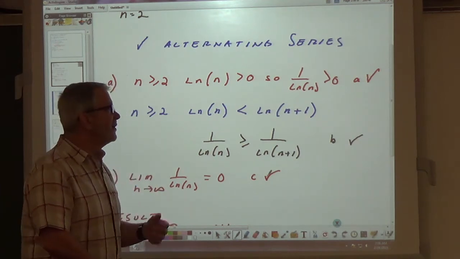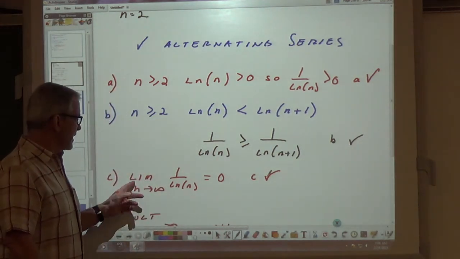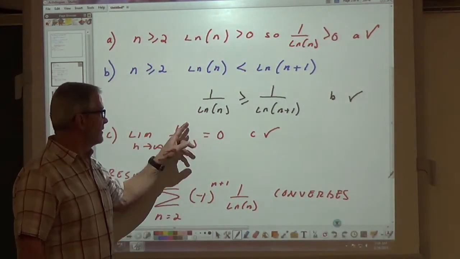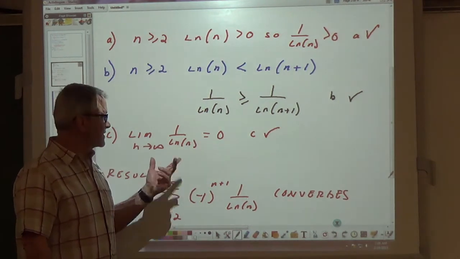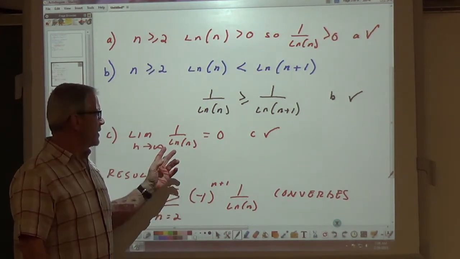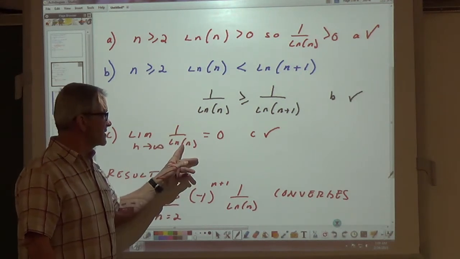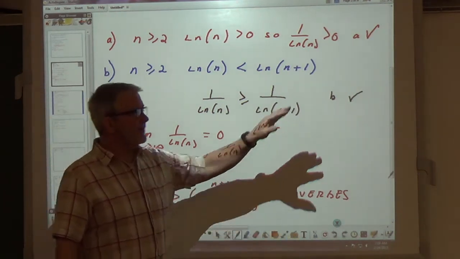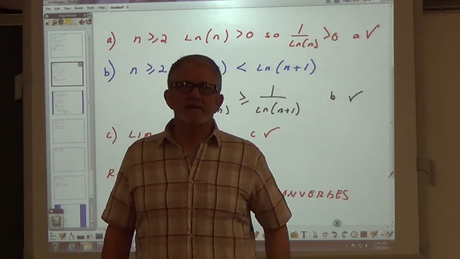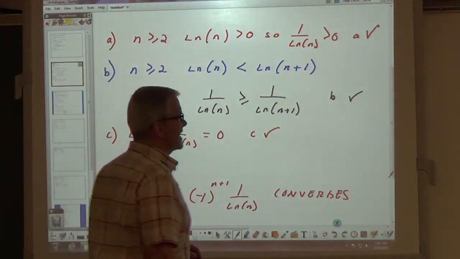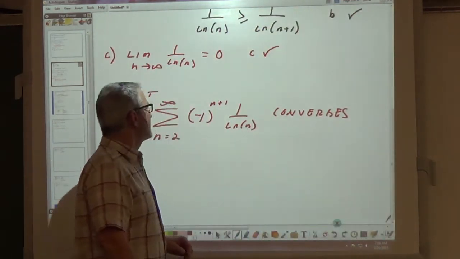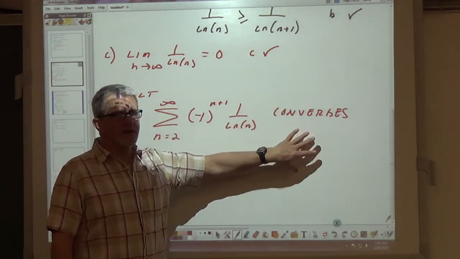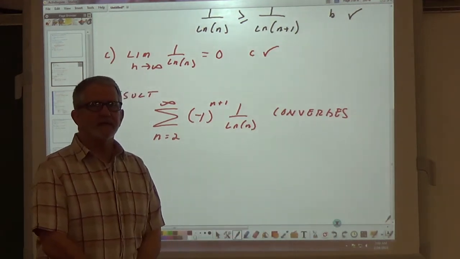Condition B holds. Not only does condition B hold, but the limit as n goes to infinity of a sub n, of 1 over ln of n, goes to 0, because we know that ln increases slowly, but 1 over something that eventually gets huge is going to go to 0. So C holds. I have condition A holding, B holding, and C holding. Therefore, I can say that this alternating series from n equals 2 to infinity of negative 1 to the n plus 1 over ln of n converges by the alternating series test.